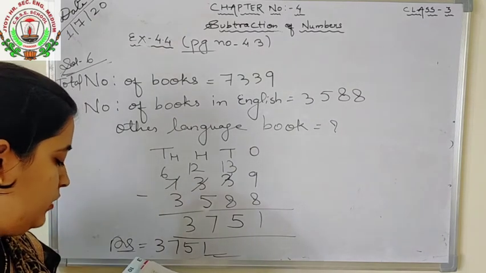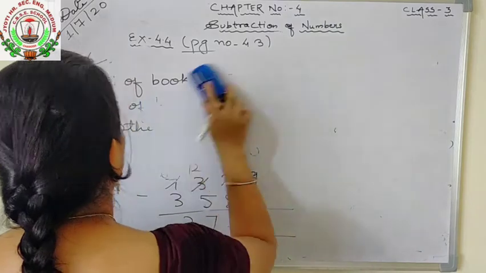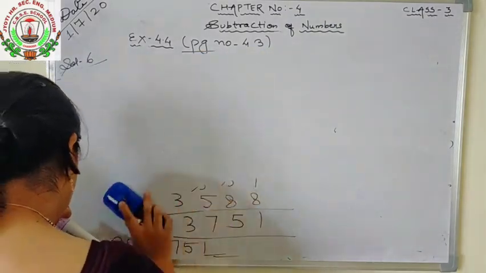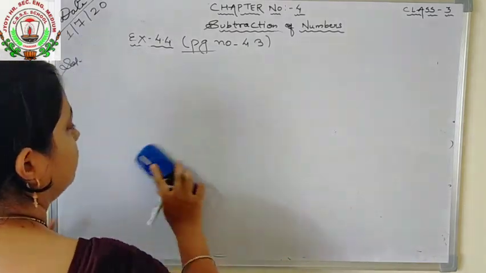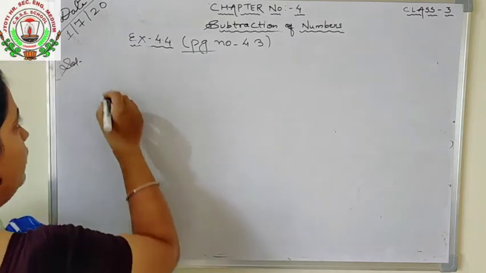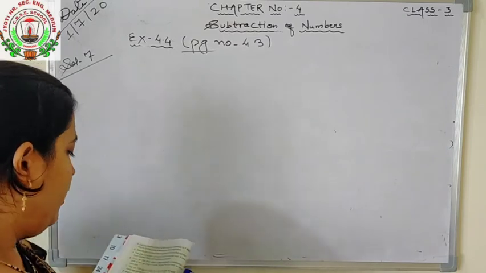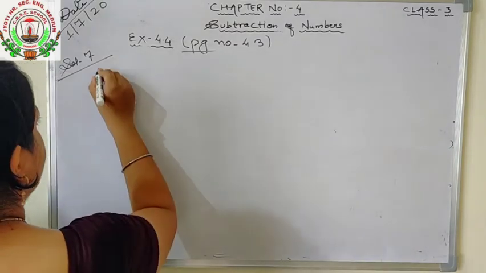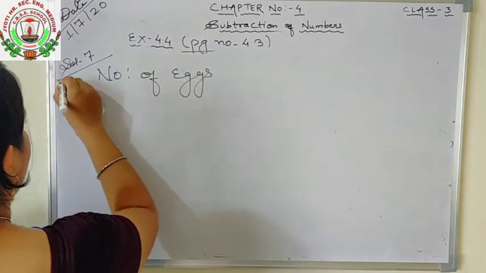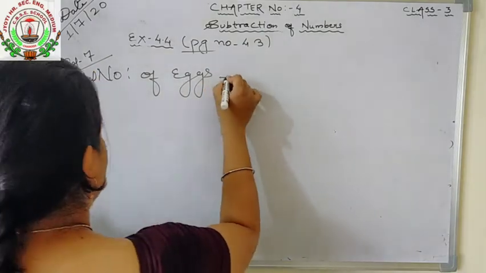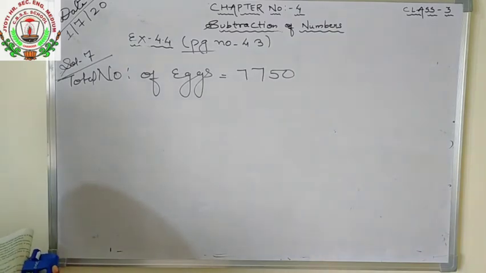There are 7,750 eggs in a shop. Question number 7. There are 7,750 eggs in a shop. So total number of eggs is equal to 7,750. Out of them, some eggs are sold.